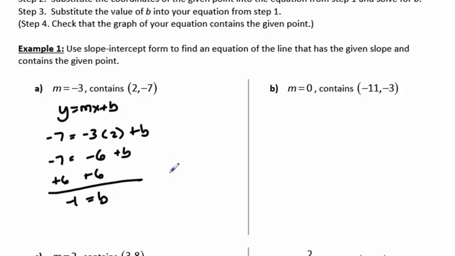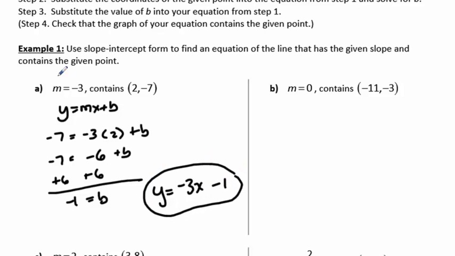For my final answer, I want to make sure I write the equation in the correct form. The correct form is y equals m, which is negative 3, x plus b, which is negative 1. I was given one of the pieces that I needed, this slope. I had to find the other piece that I needed, the y-intercept, and put them together to write the equation of my line.